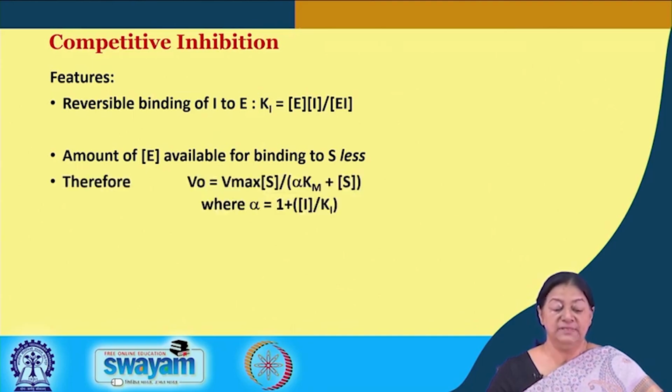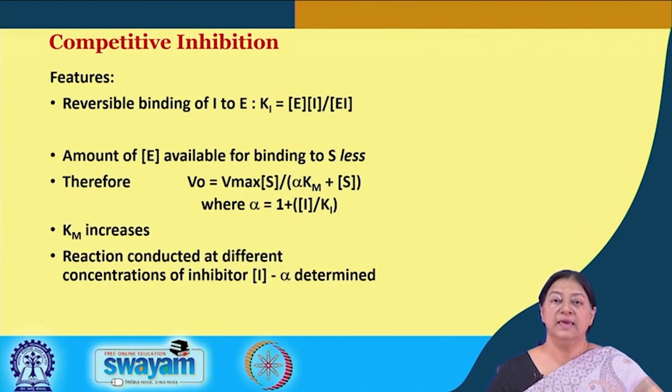In a sense, what happens then? There is going to be a specific factor that is going to be affected. What is going to be affected? The Km value is going to be affected, and we have a variation in the Km. The Km value is going to increase. The reaction can be conducted at different inhibitor concentrations, as we will see, to determine what is called a Ki value, an inhibition constant, that will tell us how effective our inhibitor is in inhibiting the enzyme activity.